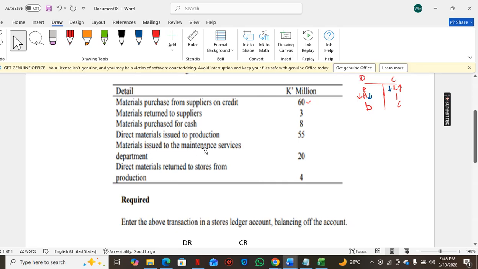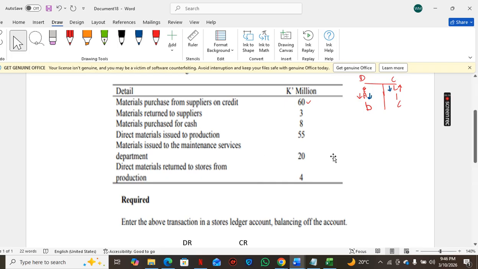Materials issued to Maintenance Services Department. So colleagues, Maintenance Services, these guys do not take part in the actual production of goods or services. They just help in the daily operations of the business. Remember, these maintenance services are the service departments. So we're going to debit production overheads. The materials are leaving the stores, going to production overheads, which are the services departments.